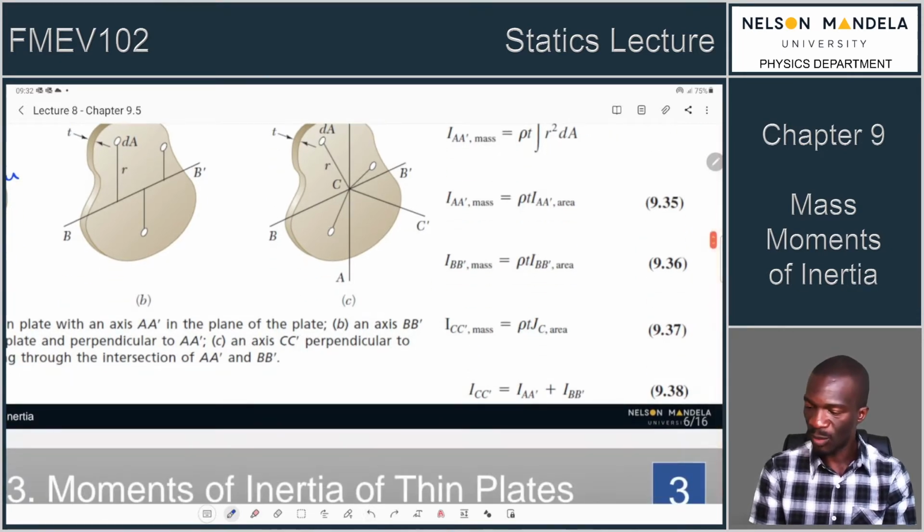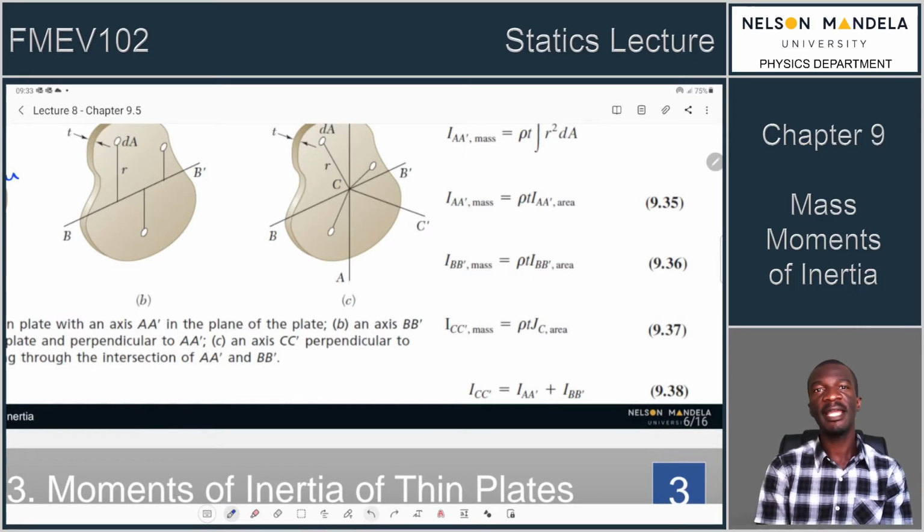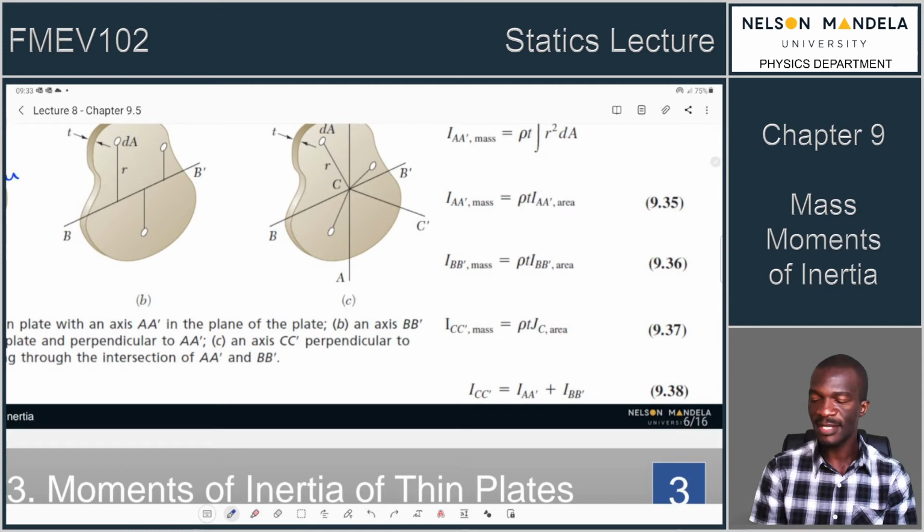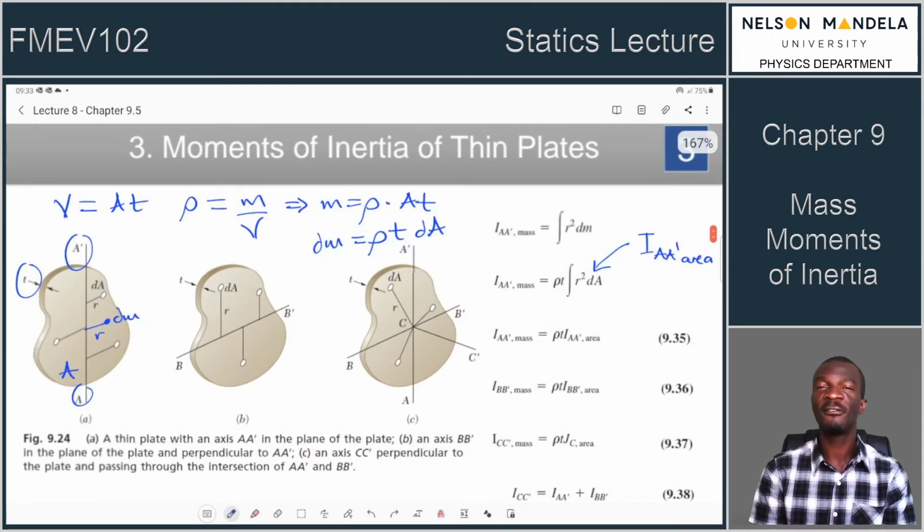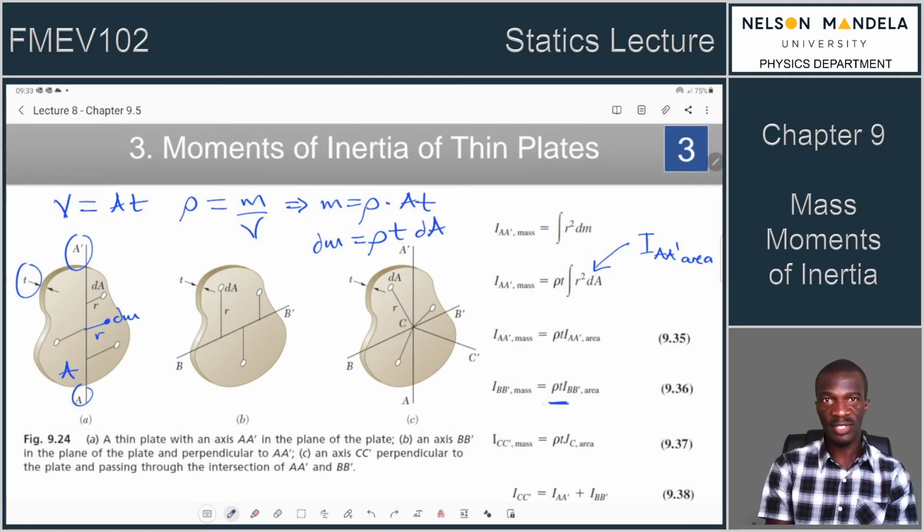So if it is the polar moment, then it means it is a sum of the AA prime and the BB prime axes. So these equations are simply converting from the area moments to the mass moments by multiplying the moment of inertia, or the second moment, by rho t.